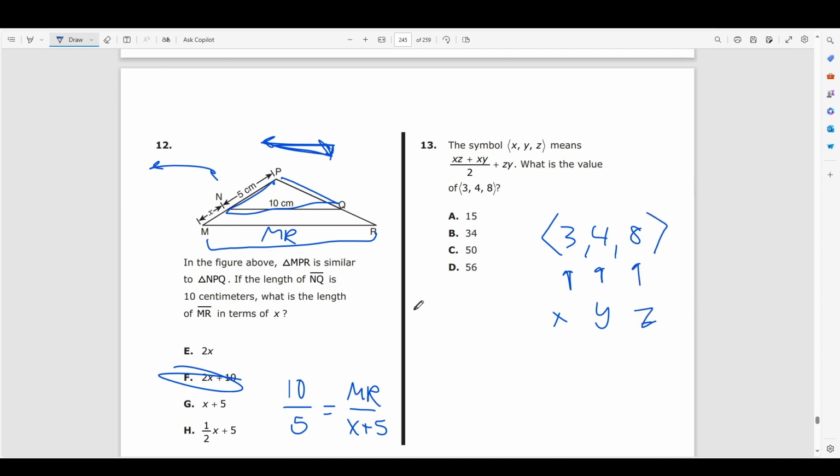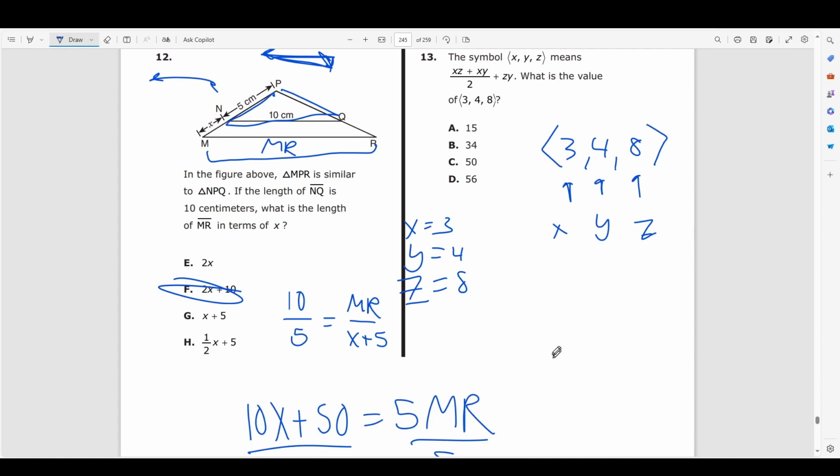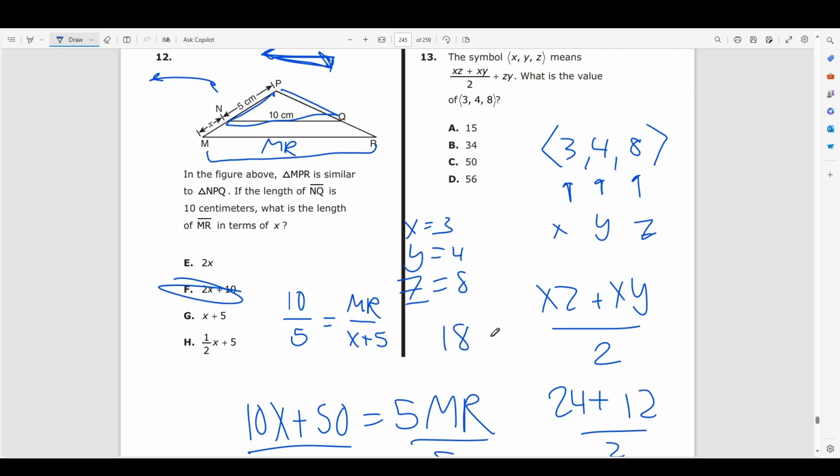So now, knowing that x is equal to 3, that y is equal to 4, and that z is equal to 8, all you have to do now is just plug these into xz plus xy over 2. So xz is x times z, which is 3 times 8, so that's 24, plus xy, x times y, which is 3 times 4, which is 12, divided by 2. So 24 plus 12 is 36, and 36 divided by 2 is going to be equal to 18. So now we have 18 plus zy. Z is 8, y is 4, so it's 18 plus 32, which is equal to 50.